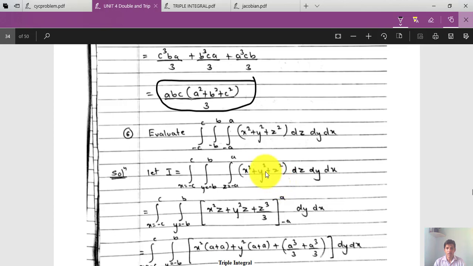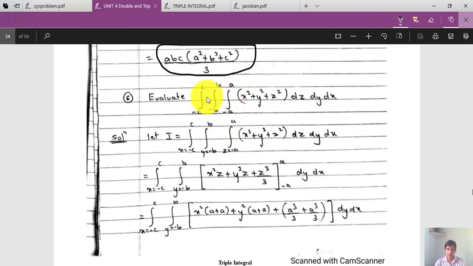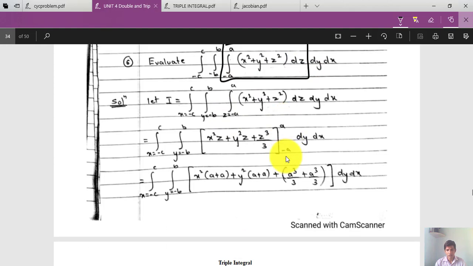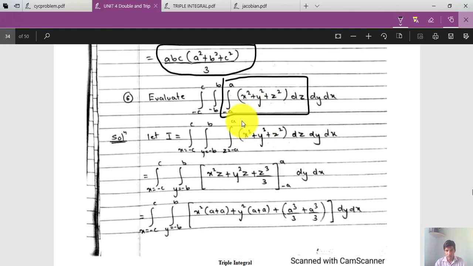Okay, similarly let us move on to the next problem. Here too we do not have any issues because these are constant. So first thing is I will evaluate this with respect to z. Here it is x square, so it is z, right? Y square is constant, so constant is z, and z square integration is z cube by 3 over the limit minus a to a.